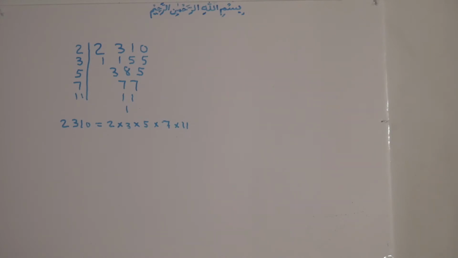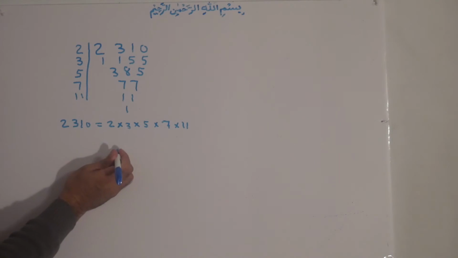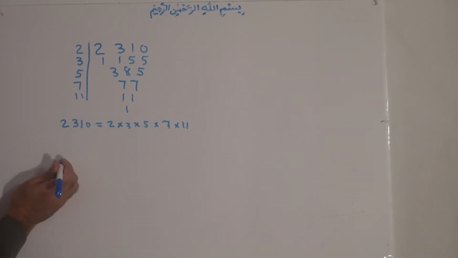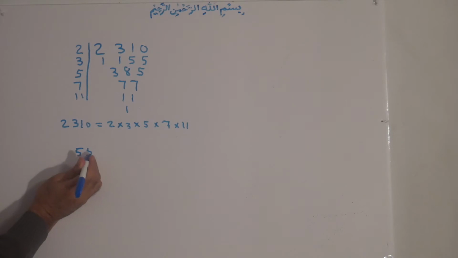If some number is not divisible by 2, 3, 5, 7, 11, it means that the number itself is a prime number. For example, 557.